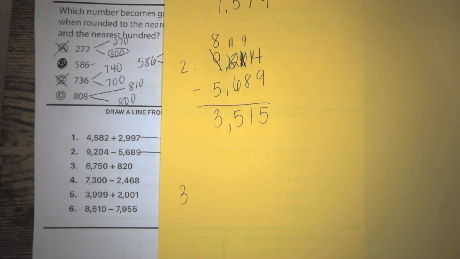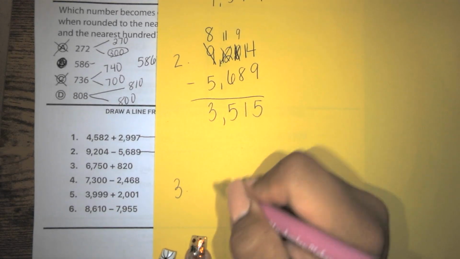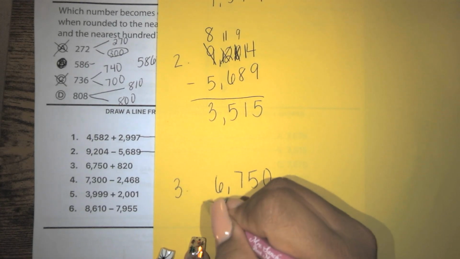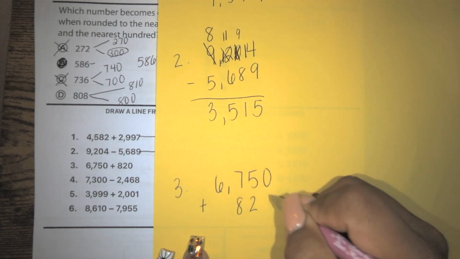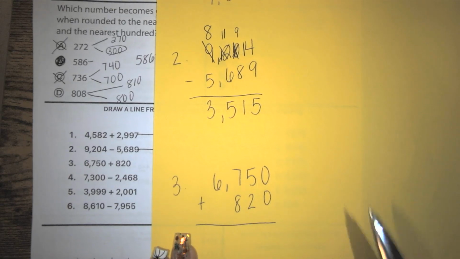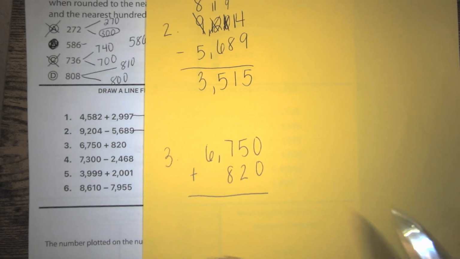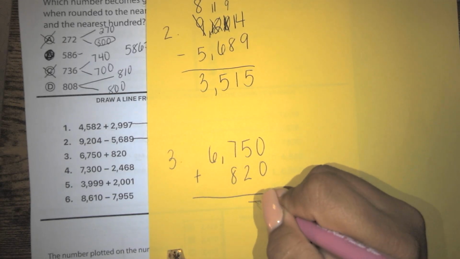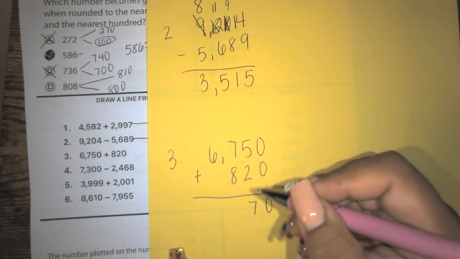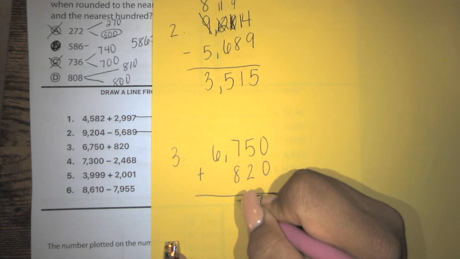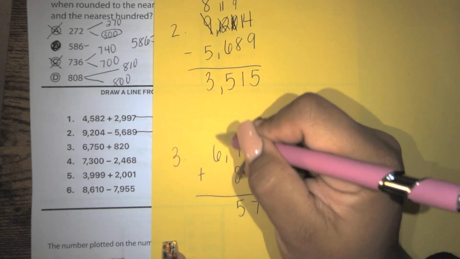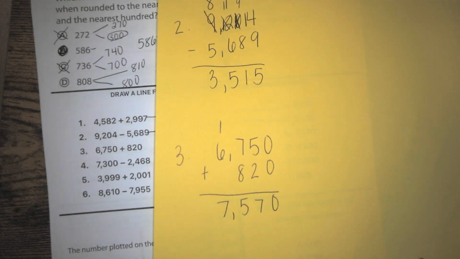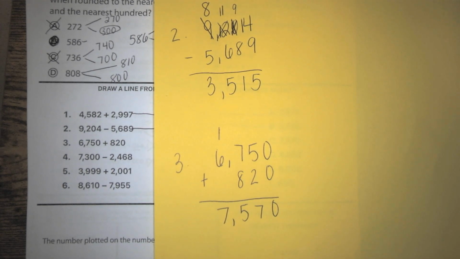Number 3. 6,750 plus 820. You need to make sure that you're lining it up in the hundreds. 820. Okay? 0 plus 0. 5 plus 2. 7 plus 8 is 15. Drop the 5, which is in the ones place. Regroup that 10. Then that's 7. 7,570 across. Yup. I'm just double checking all my answers are right.